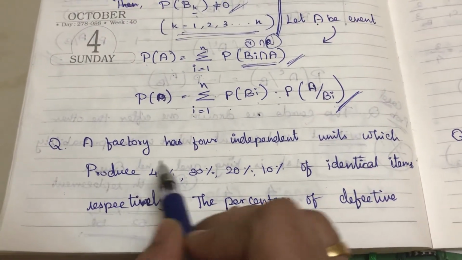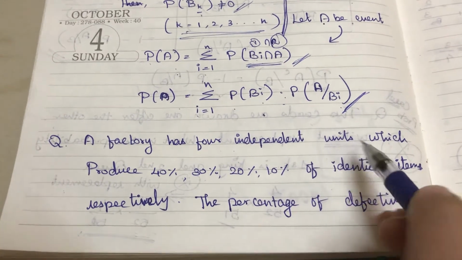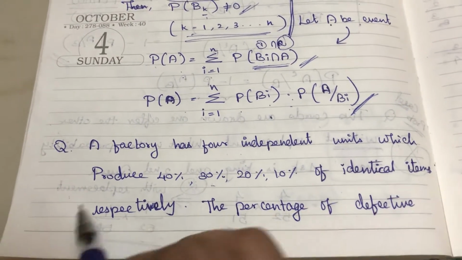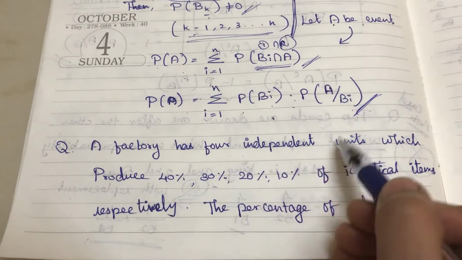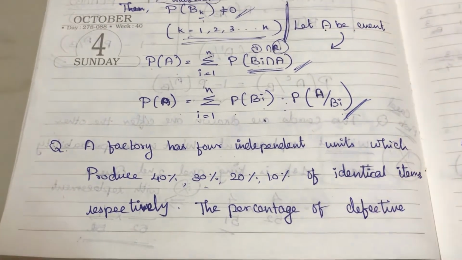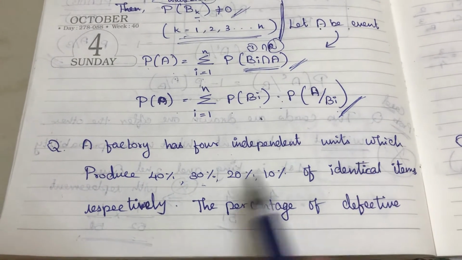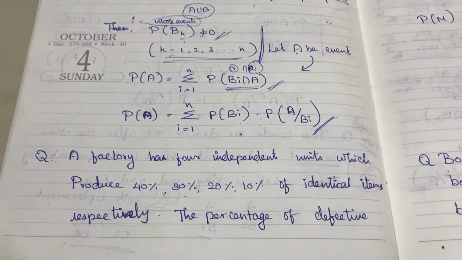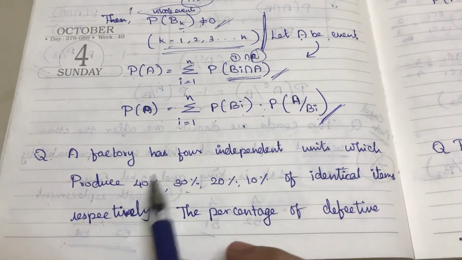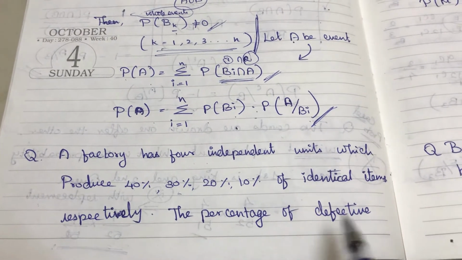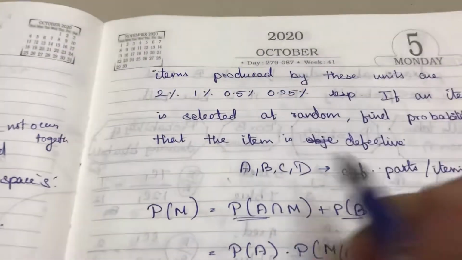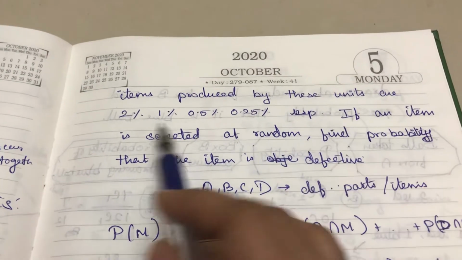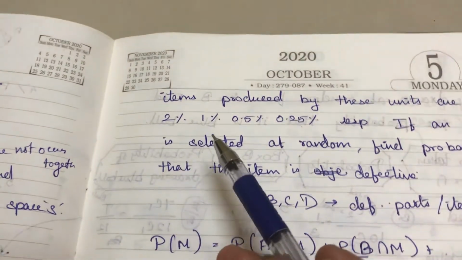A factory has 4 independent units. So they have 4 independent units, separate units like cake, chocolate, like that. They have separate units and the production will be 40%, 30%, 20%, 10% of identical items respectively. The percentage of defective items produced by these units: if I say cake is 40%, I can say 2% will be the defective.